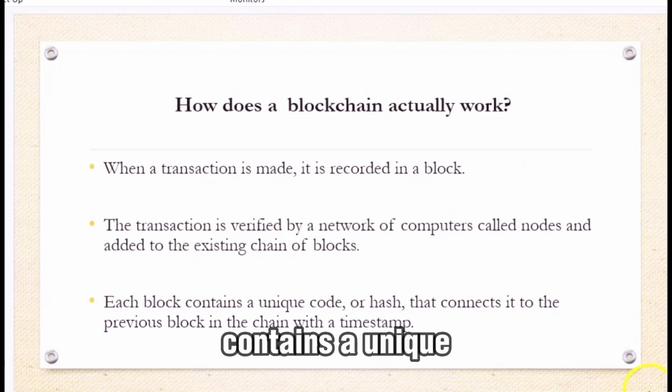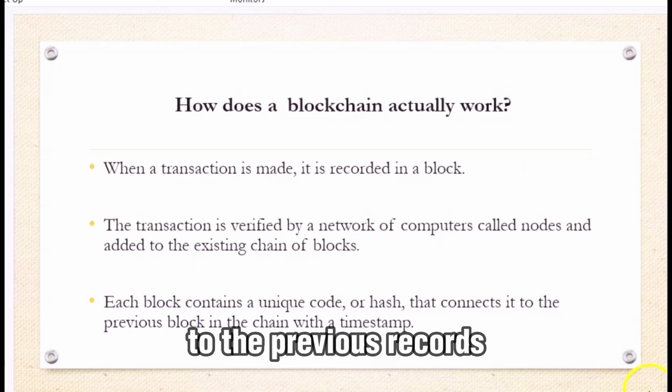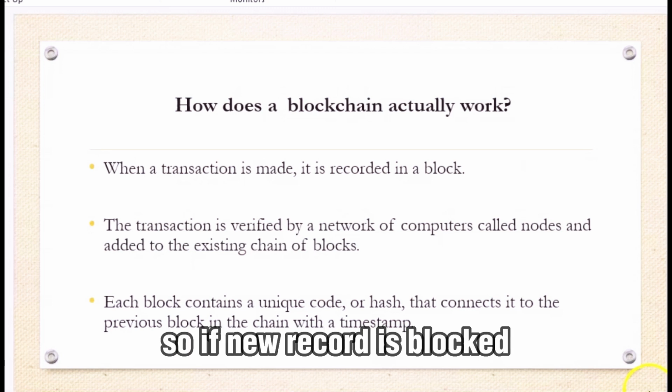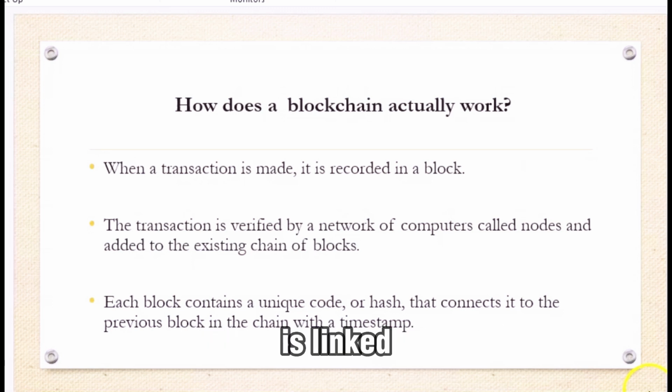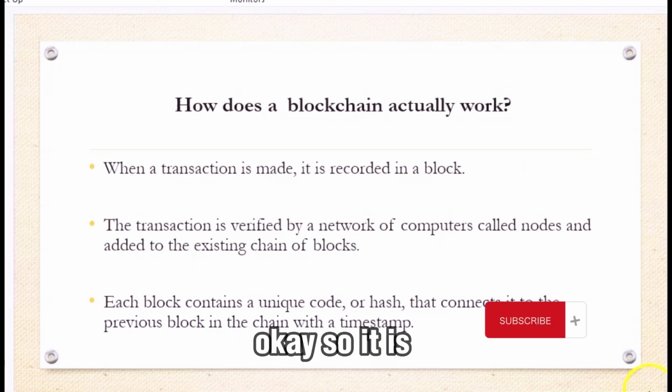Each block contains a unique code that you use to identify it, and also a code to protect it from being tampered with. Then it is linked to the previous records. Each new record is linked to the previous record in a chain-like way. Anytime a new block is added, the time is stamped and the date is also indicated there, so you cannot change it. Everything can be traced to the origin, okay? So it is immutable.